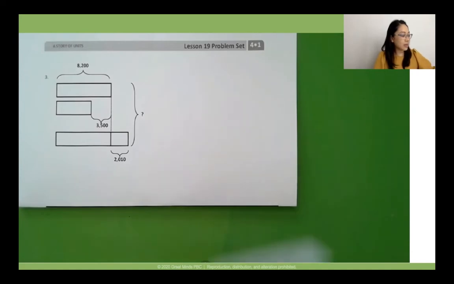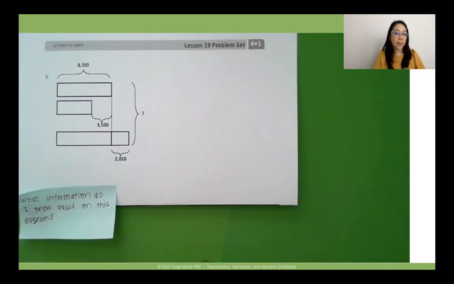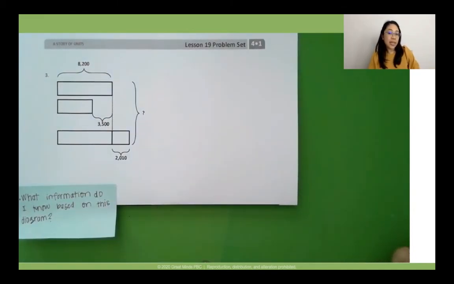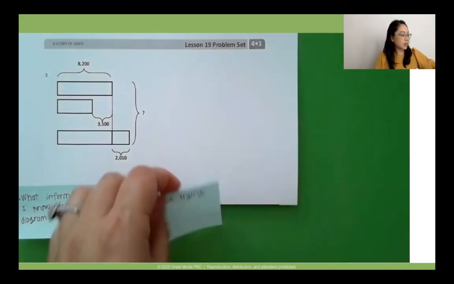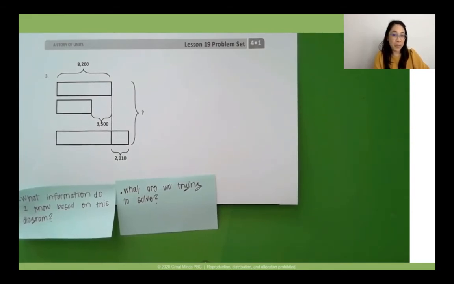While analyzing, first ask, what information do I know based on this diagram? The second question I'd like you to ask is, what are we trying to solve? We'll compare our thinking when you get back. Let's see if we were able to glean the same information from looking at the diagram.